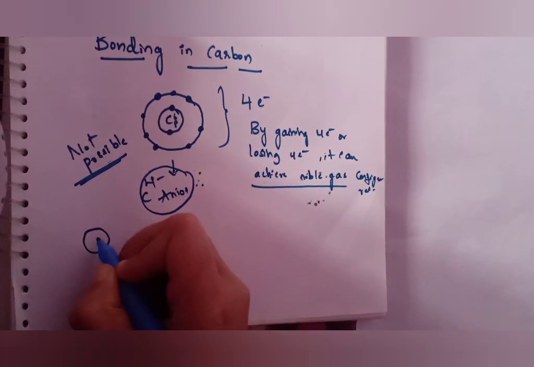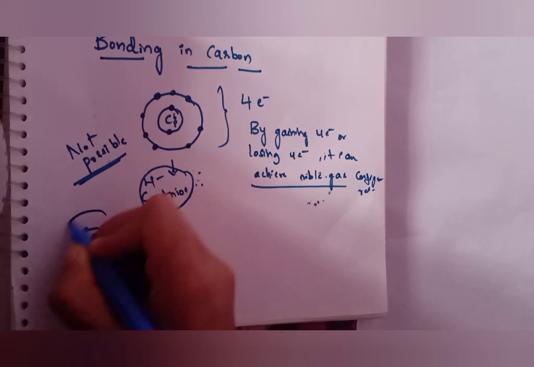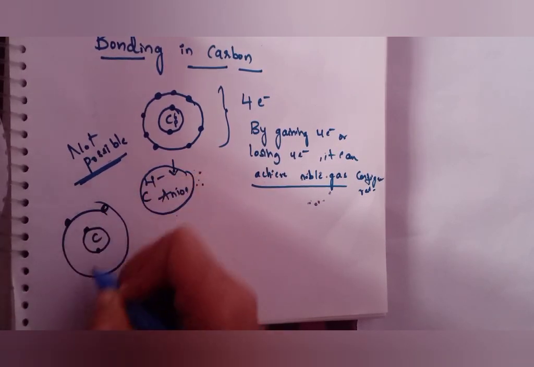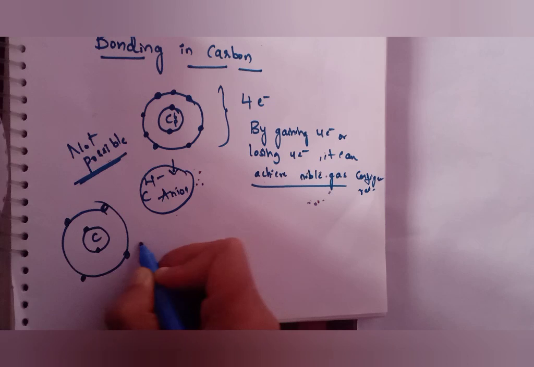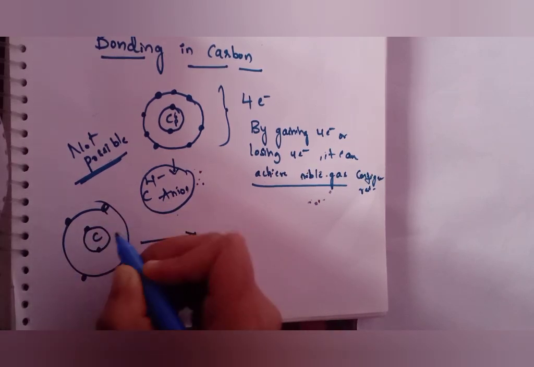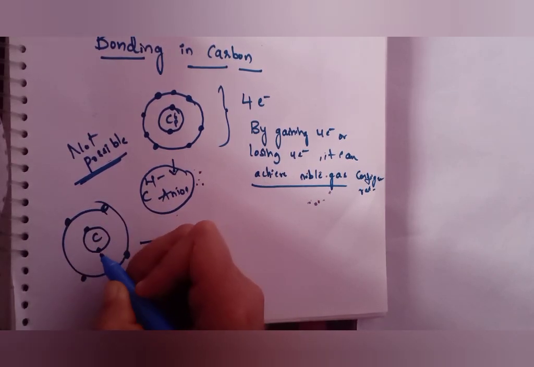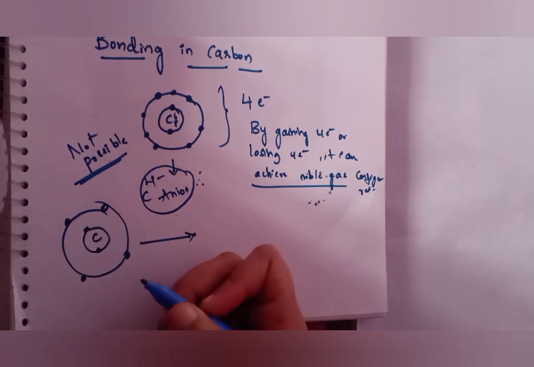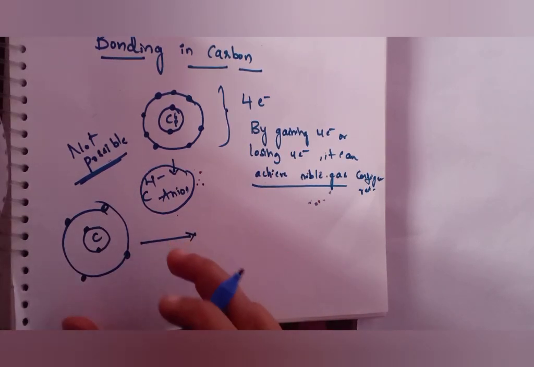So here is the carbon, and here are the 2 electrons, and in the outermost shell there are 4 electrons. So if it loses 4 electrons, the outermost shell will have 2 electrons. Then it can also attain noble gas configuration. But this is also not possible.